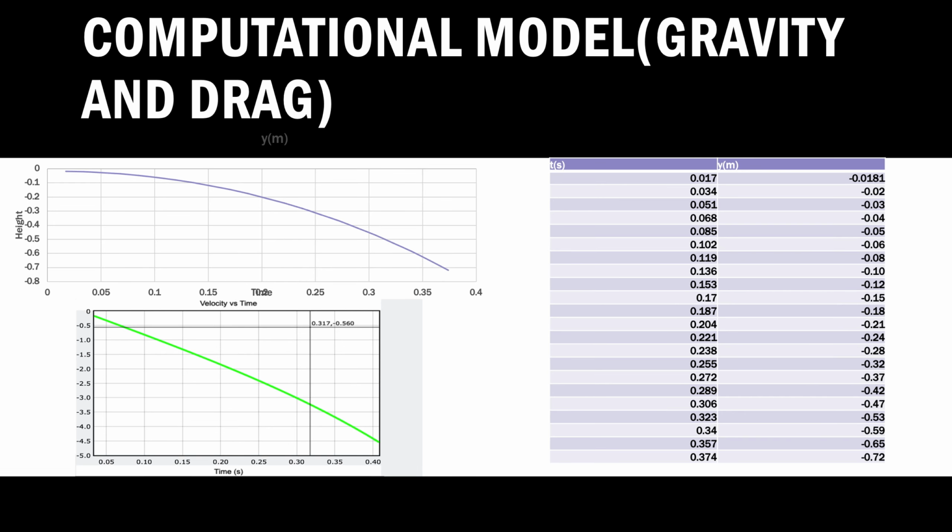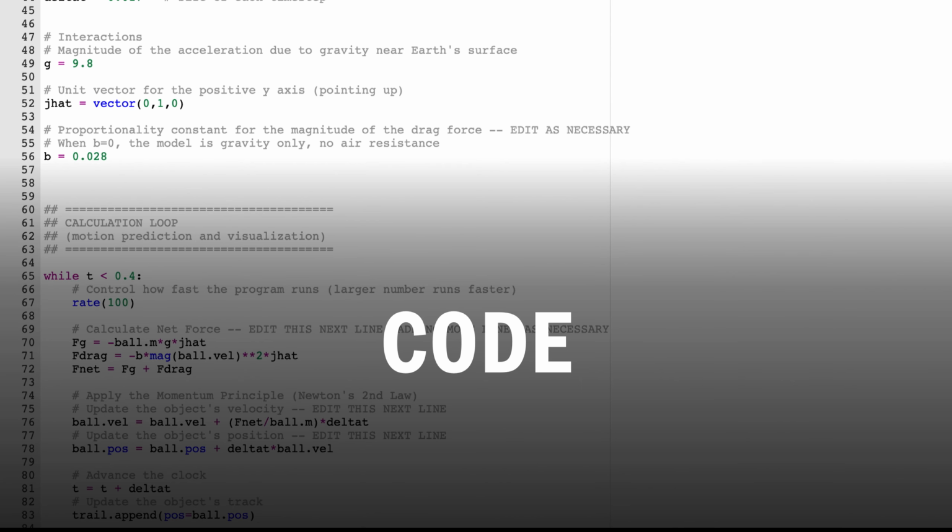This is the computational model that took gravity and drag into account for net force. So this is the code for it, and I kept everything pretty similar to the last code I showed you guys, but the only thing I changed is that b is not 0 in this case. It's 0.028, which I got through trial and error, and then I used that to get F drag, and I added that and Fg together to get net force.